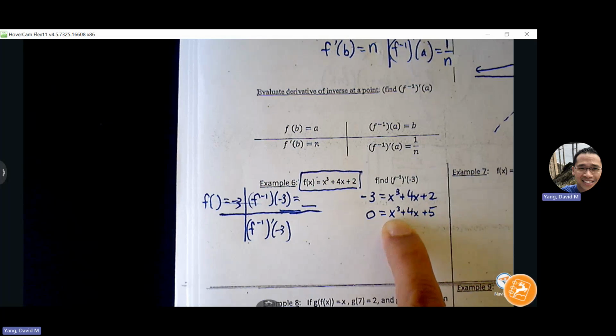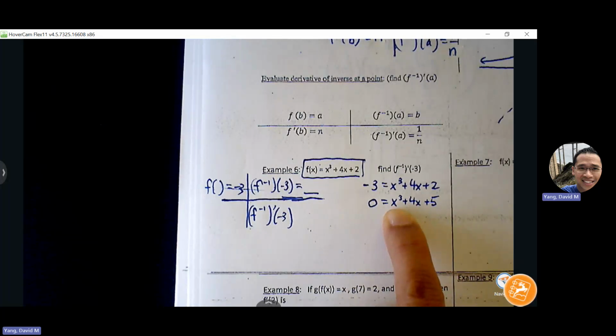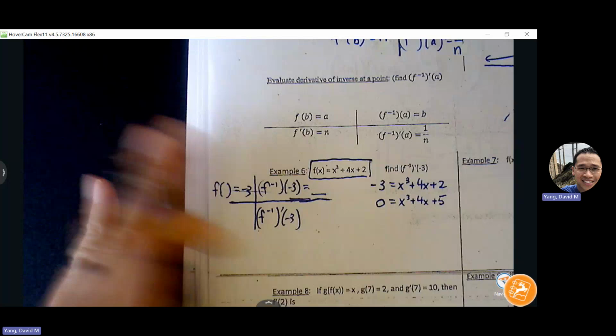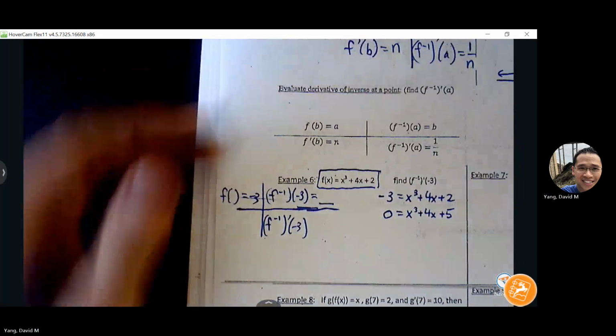Let's start with 0. Does 0 make this equation true? No. What about 1? No. 1 plus 4 is 5, 5 plus 5 is 10. Give me something negative, I think. Let's try negative. How about -1? Yes. -1 minus 4 is -5. -5 plus 5 is 0. So we found the x value just by guess and check.